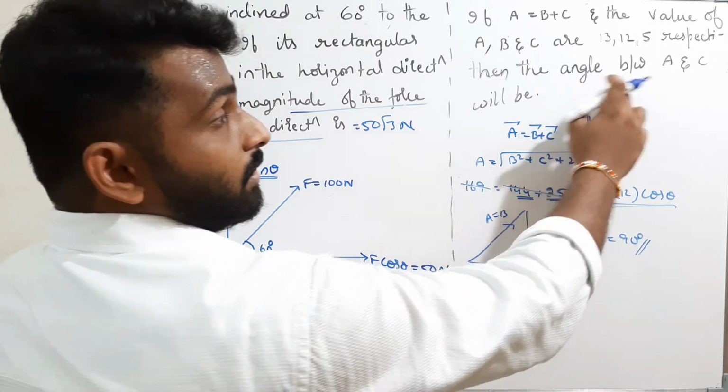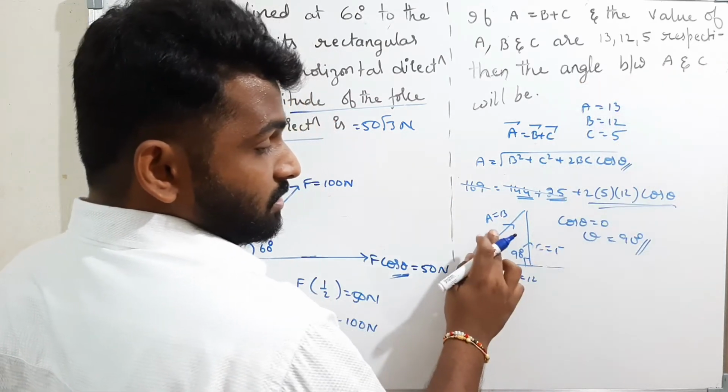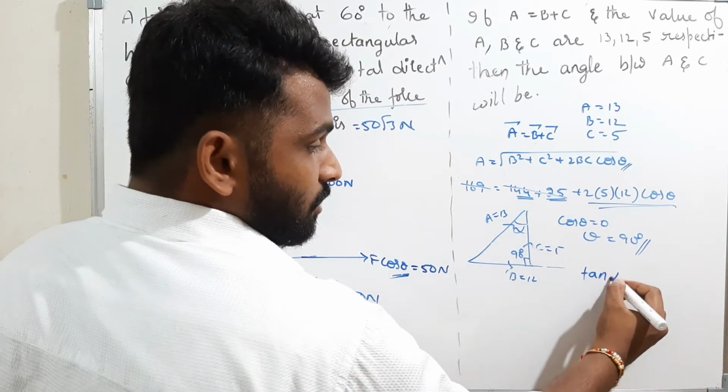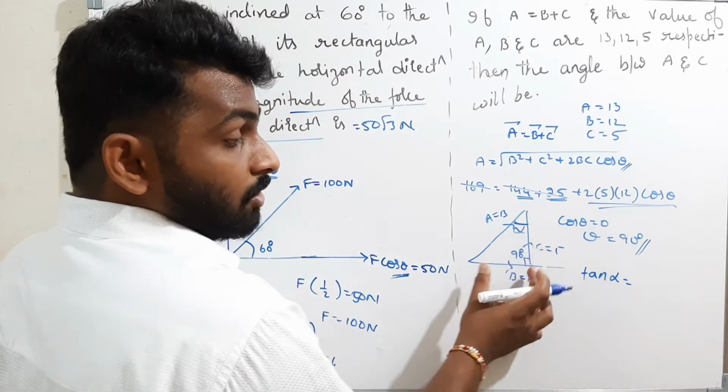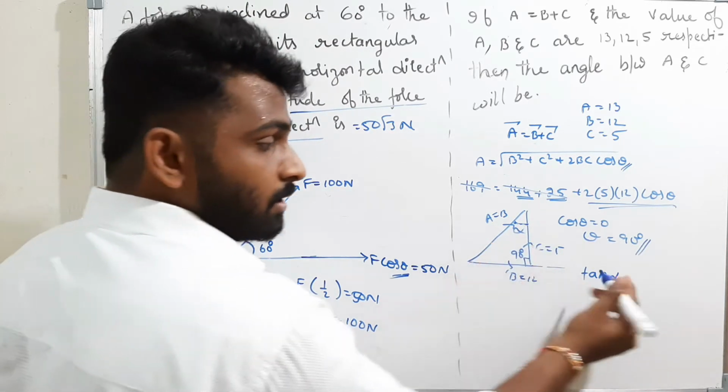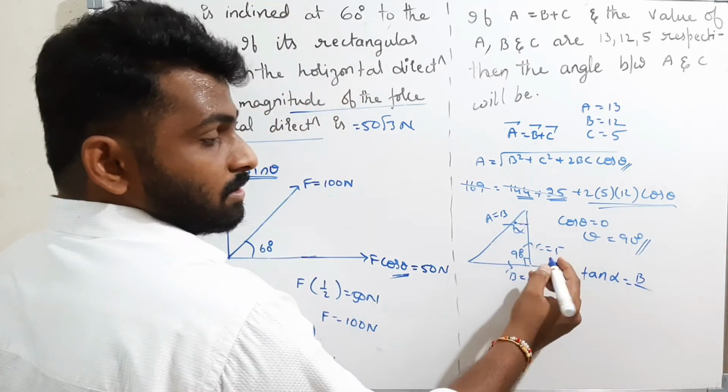Now they told us to find the angle between A and C. What is the angle between A and C? This is A and this is C. This angle is alpha. Now how can I find the angle? Therefore, tan alpha is equal to perpendicular by base. What is the perpendicular? For this angle, the perpendicular is B, and the base is C.